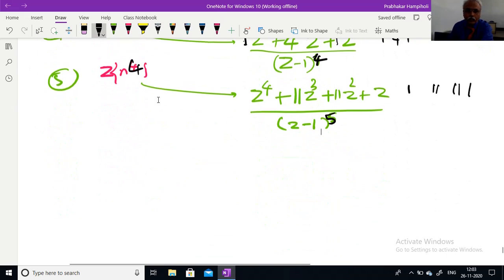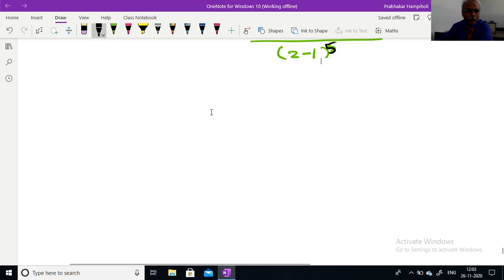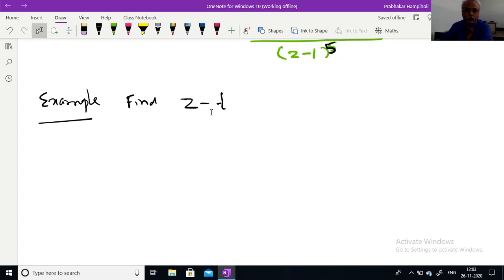So some more examples also we had done based on this. Shall I do some more examples for practice? Examples for practice depending on this formula. Find Z transforms. What I am doing is letting you get familiar with these. See, everything depends on how familiar you are with those things.